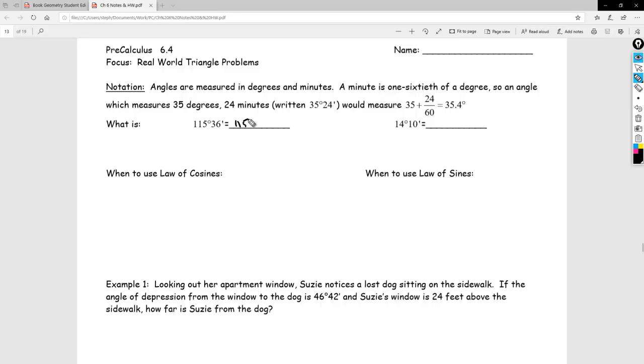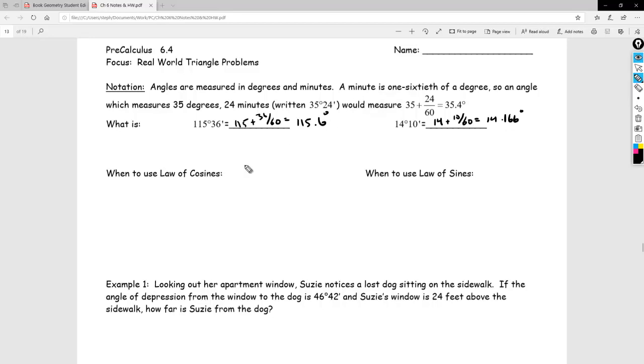Okay, so just for practice, if we have 115 degrees and 36 minutes, that would be 115 degrees plus 36 out of 60 minutes. Okay, so 115.6. For 14 degrees and 10 minutes, that would be 14 plus 10 over 60, so 14.166 degrees.